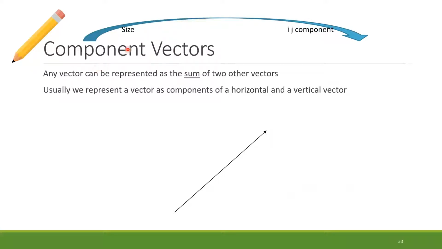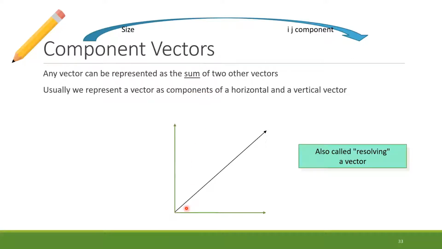We're going to start off with what is a component vector. This is a pencil here, so I'd like you to write this down. Any vector at all can be represented as the sum of two other vectors, or more, but we're just going to see two other vectors. Usually we represent a vector as components of a horizontal and a vertical vector. If I take this vector here, going up and to the right, we can break this down into two components: a vertical component and a horizontal component.